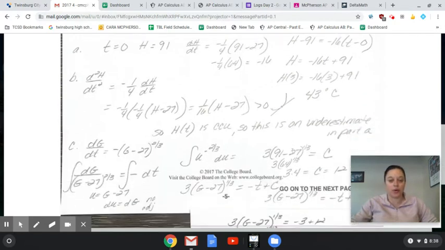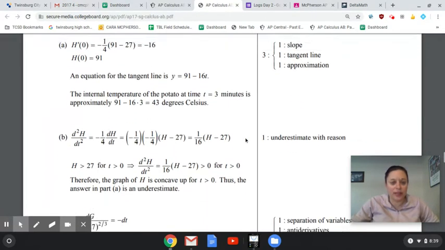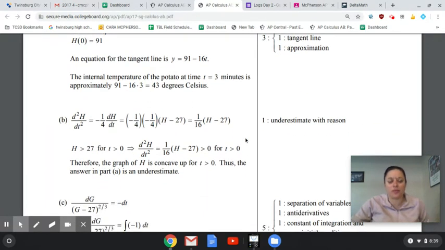So here's what I wrote. We know h of t is concave up. You could explain that a little bit more, just the second derivative is greater than 0. So that means it's an underestimate in part A. And what they did, I think they did actually very similar. Yeah, they only gave 1 point for this.